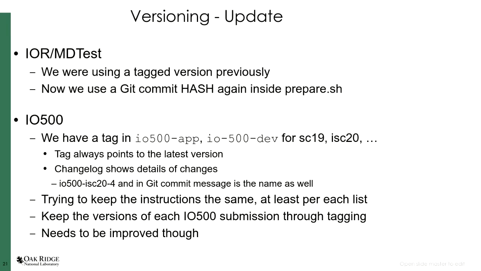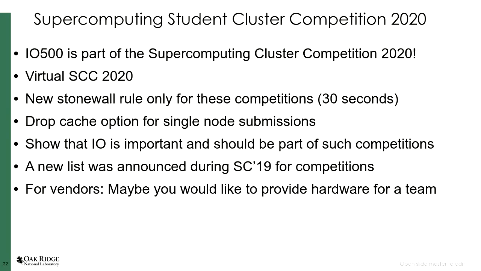My last slide is that the IO500 is part of the Student Cluster Competition 2020. This year is virtual, so this is a challenge. I was just informed that they will use Microsoft Azure to do the benchmark. I was curious about the achievements between the teams. And the rest of the bullets, most of you know them. We have a new rule of 30 seconds, drop caches option for single node. And as always with IO500, we saw IO is important, can create problems, so be careful. And for vendors, I would say, always provide hardware to the teams of the student cluster competition. The benchmark is officially integrated, and it would be nice.